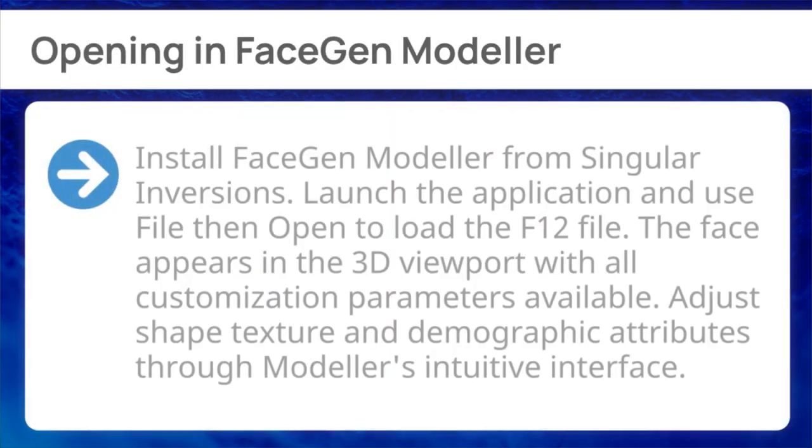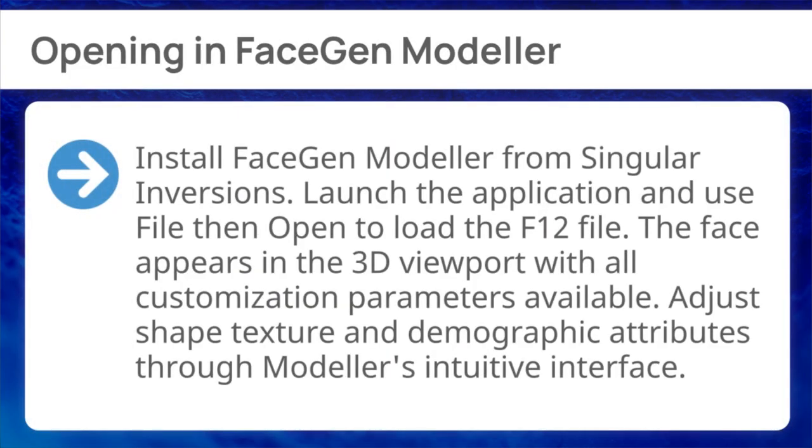First, opening in FaceGen Modeller. Install FaceGen Modeller from Singular Inversions. Launch the application and use File, then Open to load the F12 file. The face appears in the 3D viewport with all customization parameters available. Adjust shape, texture, and demographic attributes through Modeller's intuitive interface.